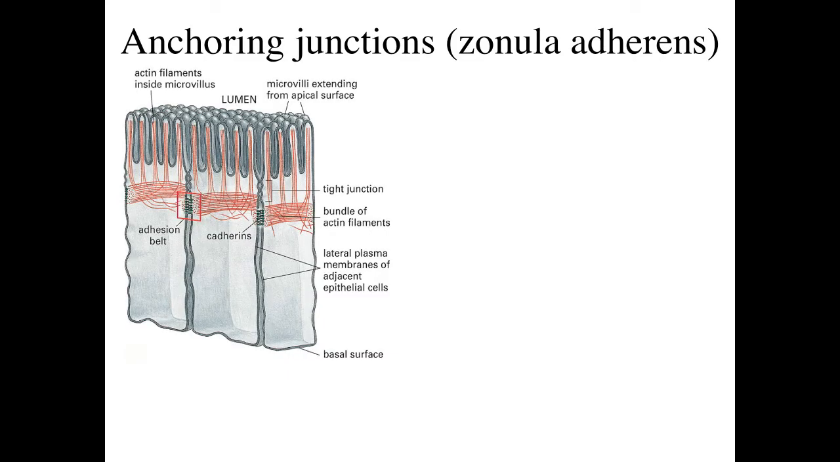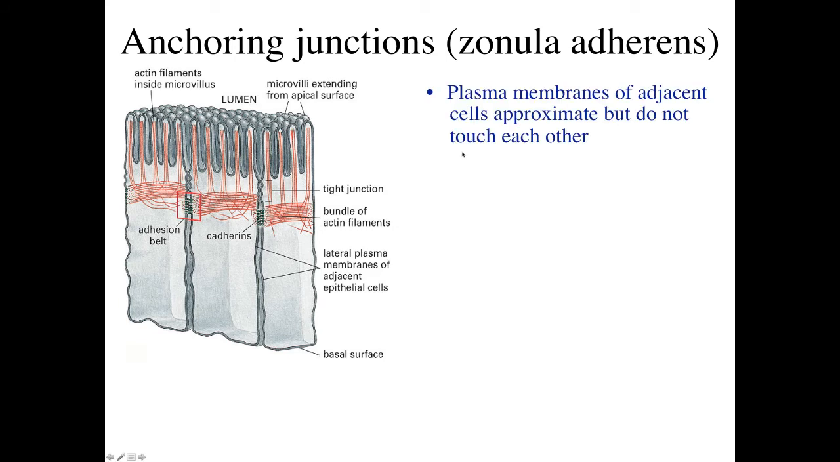Now, let me talk a little bit about the zonula adherens anchoring junction. Plasma membranes of adjacent cells approximate each other, but they don't actually touch.